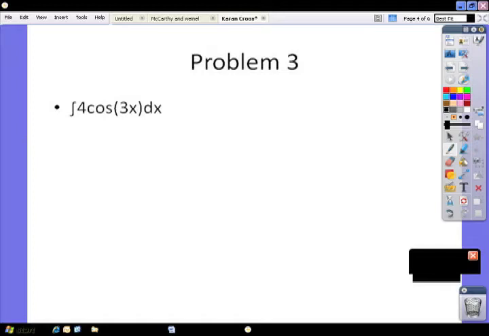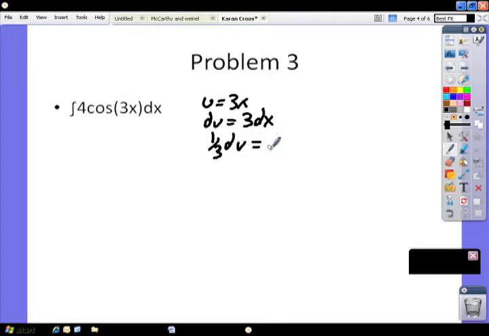Alright, on to the next problem. To take the integral of 4 cosine 3x dx, use the u substitution method again. So u equals 3x, and you find this algebraically: du equals 3 dx, then solve for dx, so du over 3 equals dx.